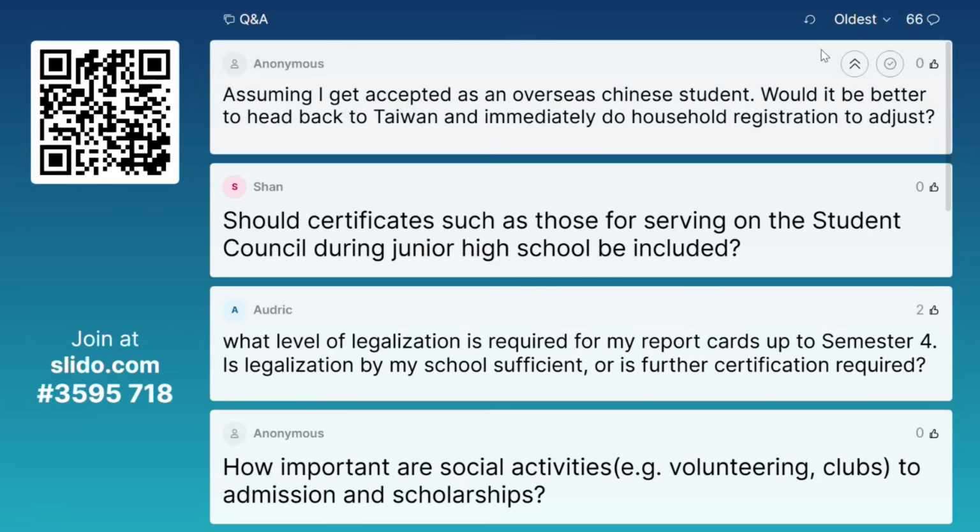Assuming I get accepted as an overseas Chinese student, would it be better to head back to Taiwan and do household registration? If you qualify as an overseas Chinese student, I think you have Taiwan nationality. It doesn't matter whether you do household registration; it won't change the fact that you are an overseas Chinese student. So it's up to you.